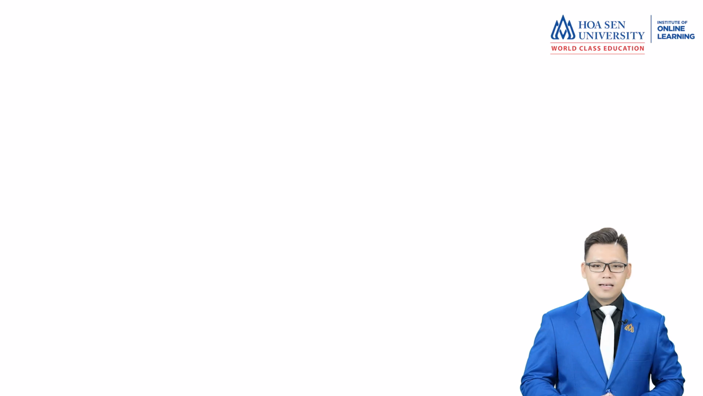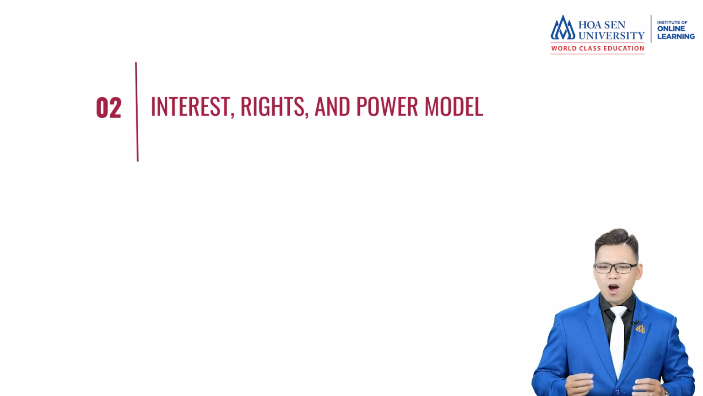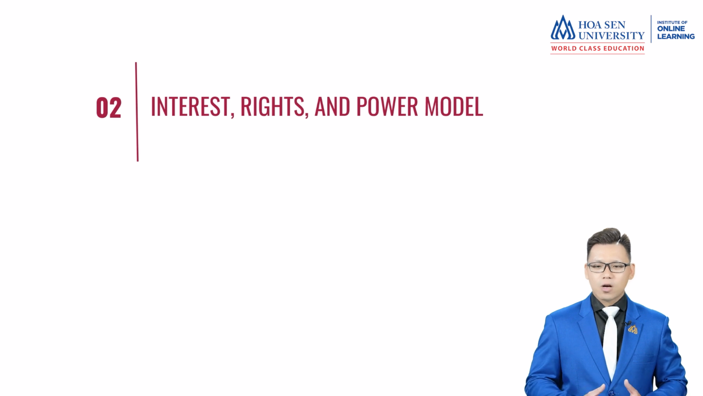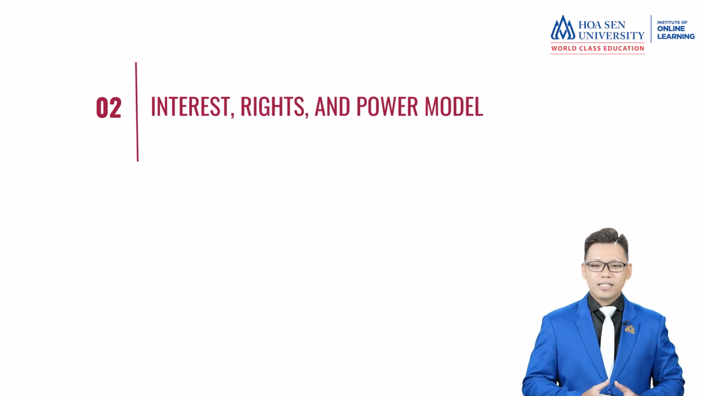Let's dive in. So when people disagree, they often approach resolving the issue in one of three ways. These approaches are called interest, right, and power models. Each one has a different focus and can be used depending on the situation. So let's dive into what each of these means.